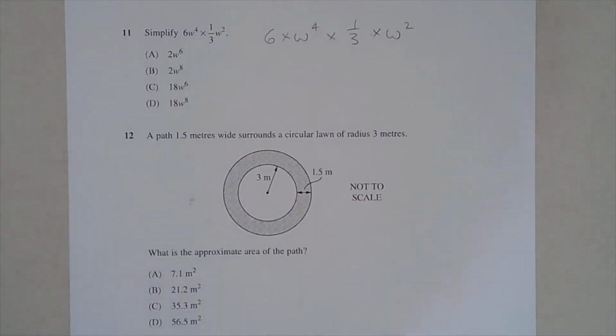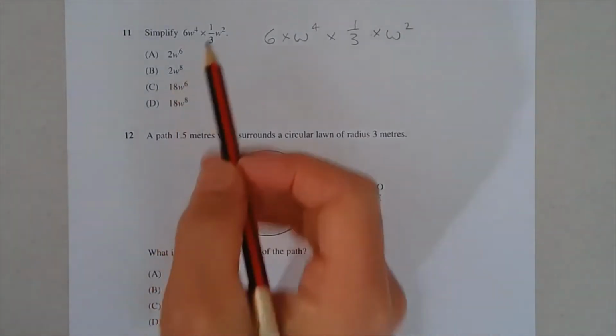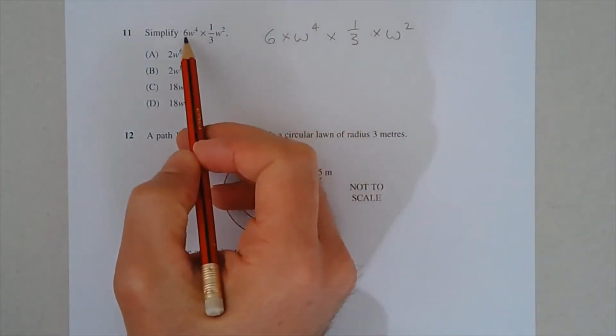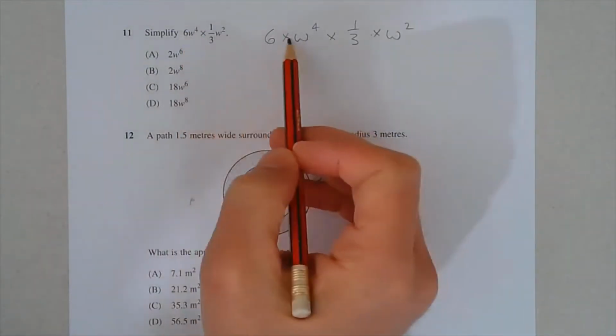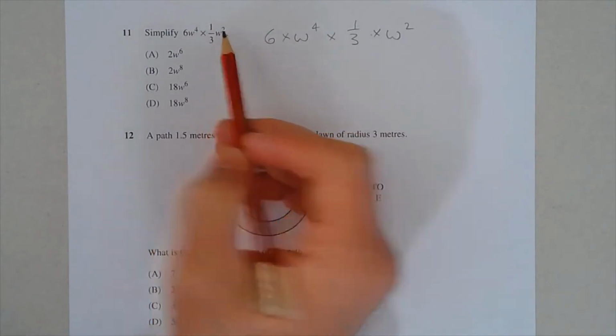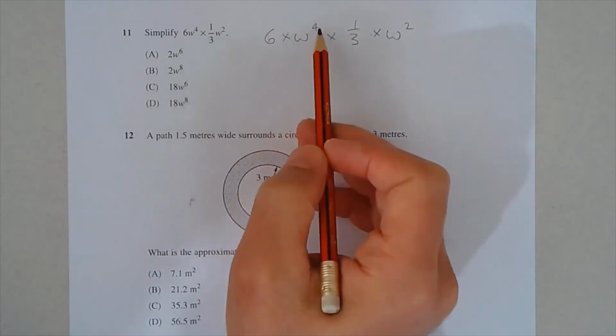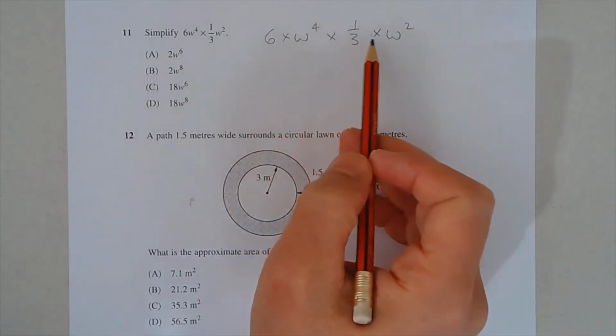Question 11. Simplify 6w to the power of 4 multiplied by 1/3 w squared. Now one helpful strategy would be to write the expression in expanded form. So putting the multiplication sign between the 6 and the w to the power of 4 and between the 1/3 and the w squared. So this expression can be written as 6 multiplied by w to the power of 4 multiplied by 1/3 multiplied by w squared.